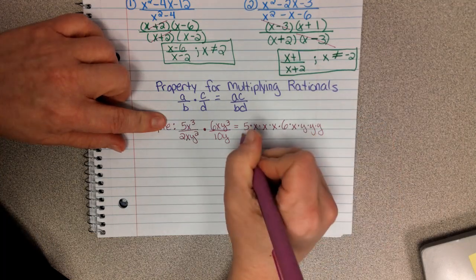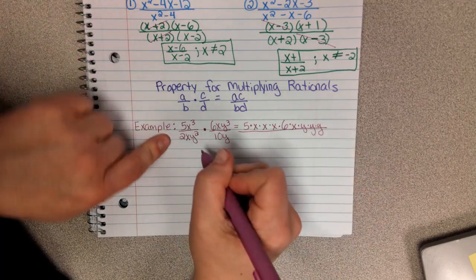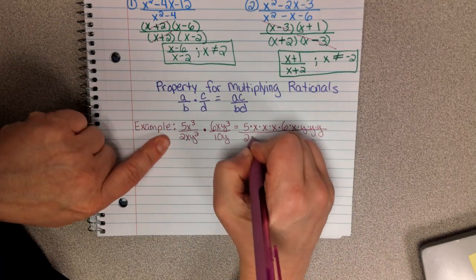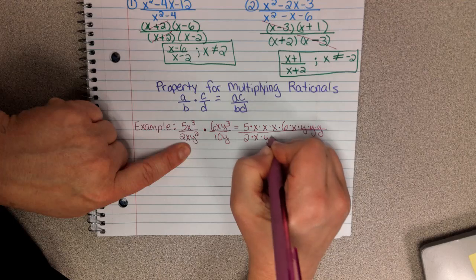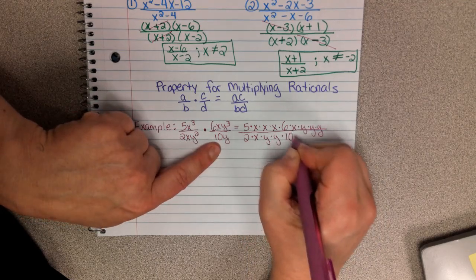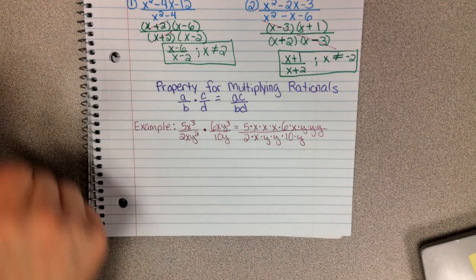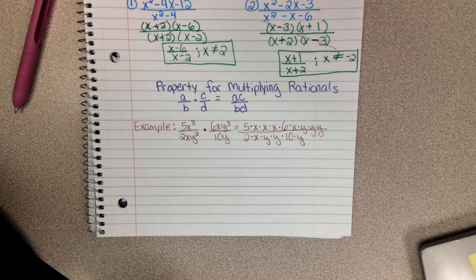Running out of space. There we are. And then let's see what's happening in the denominator. So I have 2 times x times y times y. Then I can multiply by this next one as well. So what I want to do is see if there's anything I can simplify in the numerator and the denominator, okay?